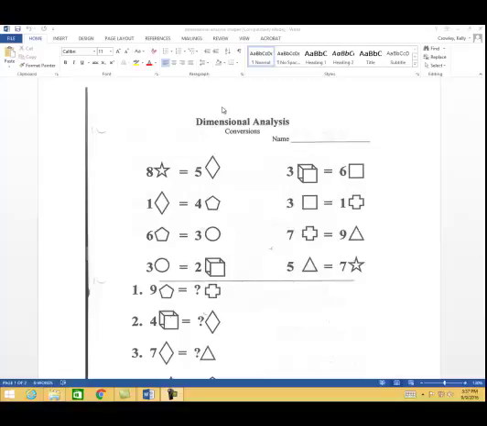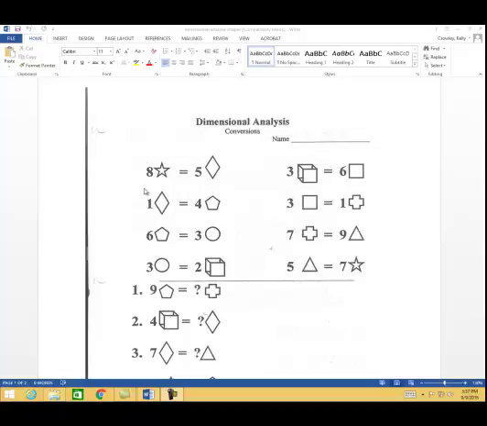Hello everyone. So what we have in front of us is the dimensional analysis worksheet with all the shapes. And I know some of you were absent, so what we're going to do is show you basically how to do it.